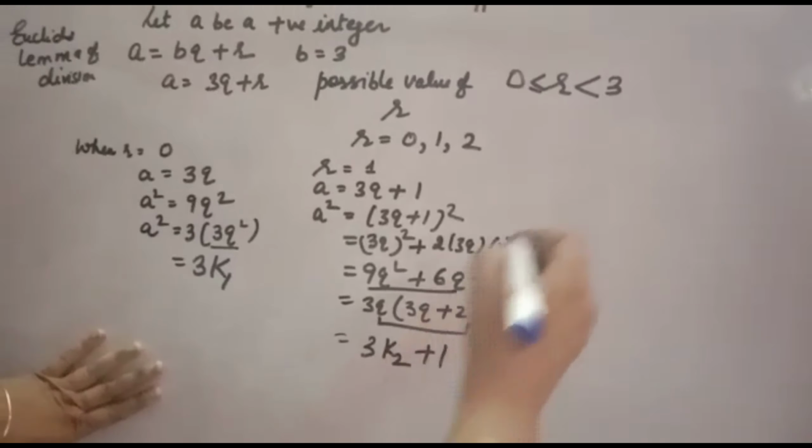So you will write that this proves that square of any positive integer is of form 3m or 3m plus 1, क्योंकि इसमें 3m की फॉर्म में आया और इसमें 3m plus 1 की फॉर्म में आया, therefore it is proved. Thank you.